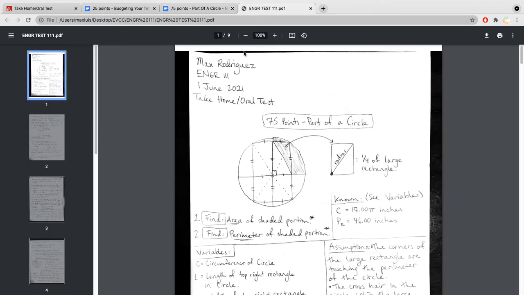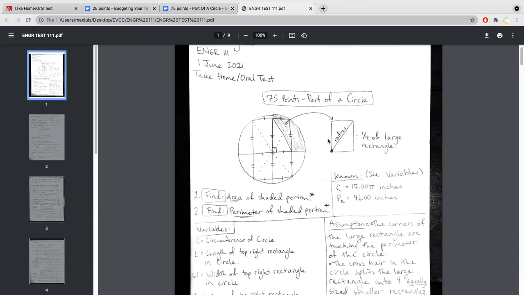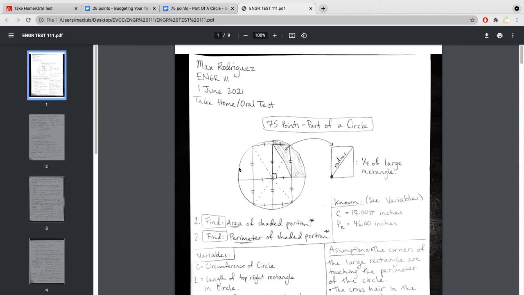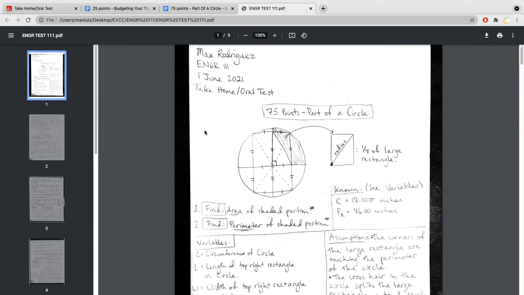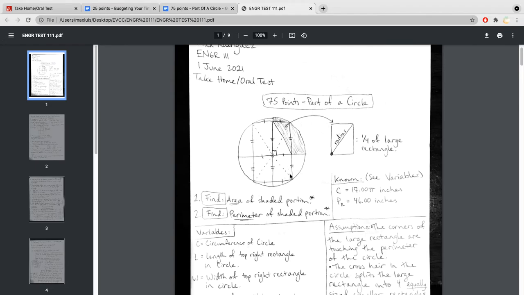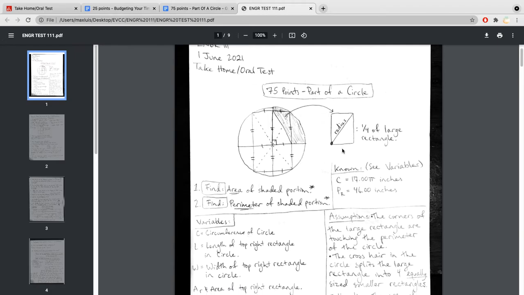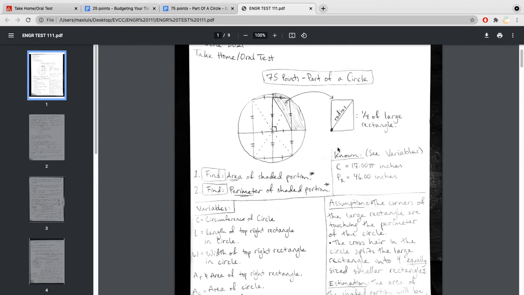So I'll start over here. I began by making a picture. This is the circle, that's the large rectangle, and then it's split into 4 smaller rectangles of equal size. Here I show that the diagonal right here is equal to this diagonal, and this diagonal is the radius. I'll explain more about that later.